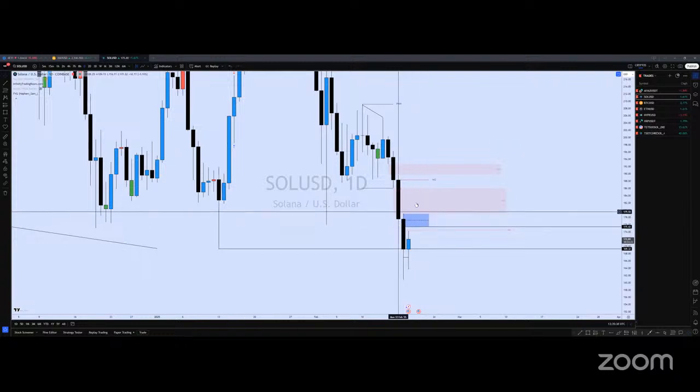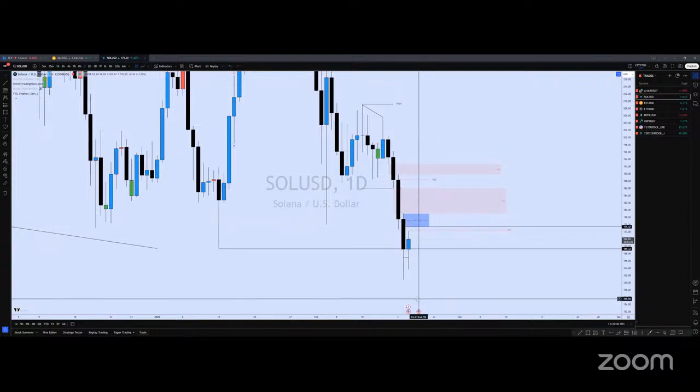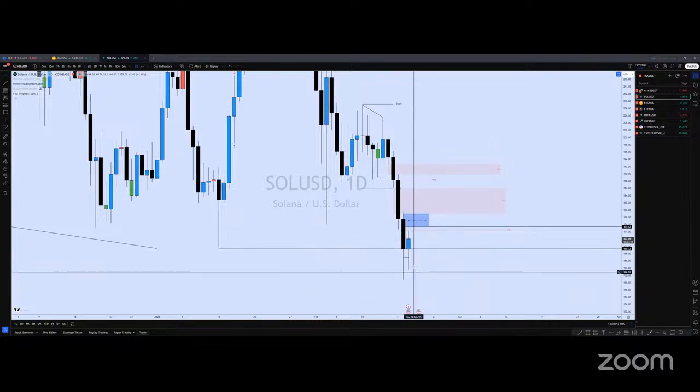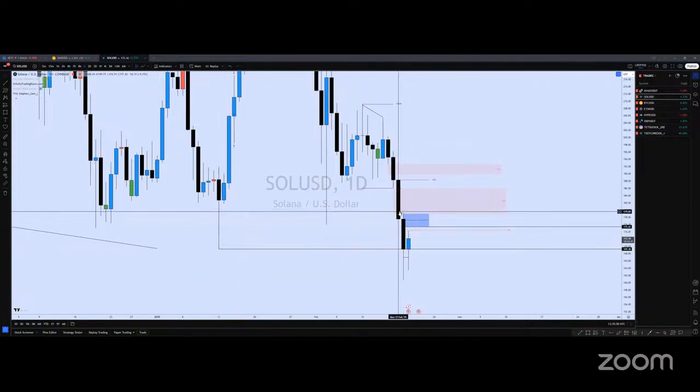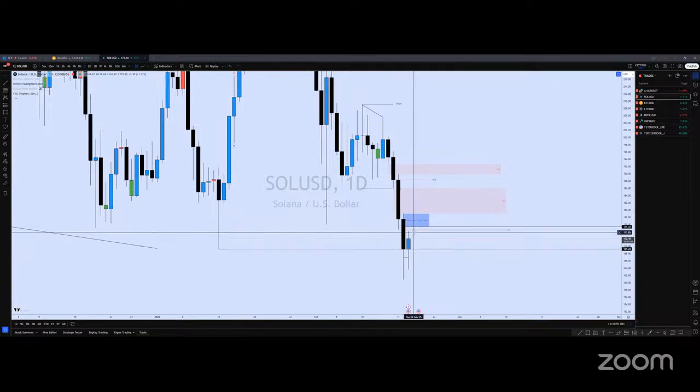If not, then I think they can still print one more down candle, which if that happens, I don't think they'll be rejecting this low. So we should be rejecting that and then closing above this today. If today does not close, there's a problem for Solana.